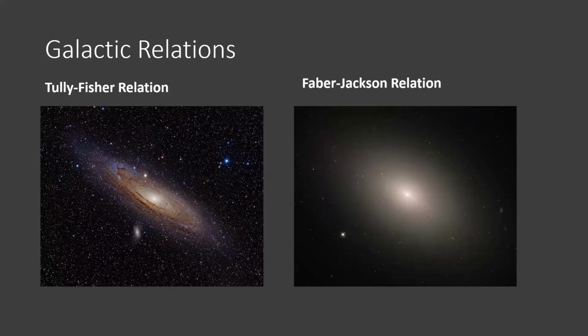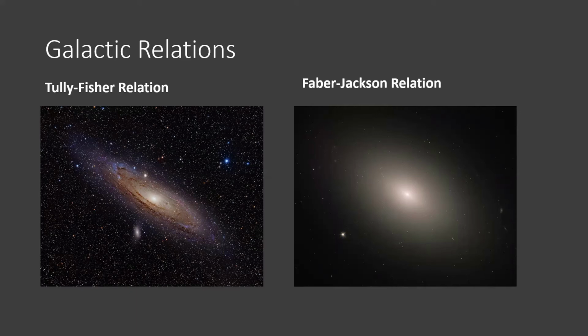In very simple terms, the Tully-Fisher relation says that the rotation speed of a spiral galaxy, how fast it spins around, is proportional to its luminosity. So the faster a galaxy spins, the brighter it will be. If you can measure the rotation speed of a galaxy, you can predict its luminosity. Once you've got the luminosity, you can measure the apparent brightness and work out the distance, same as any other standard candle.